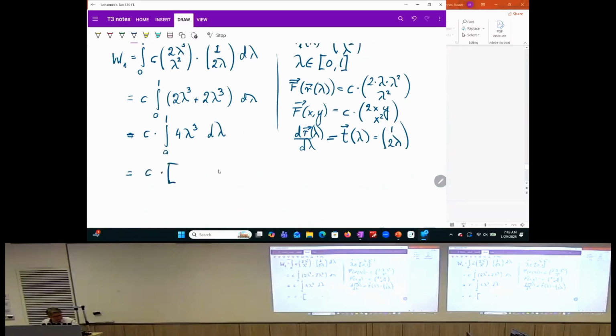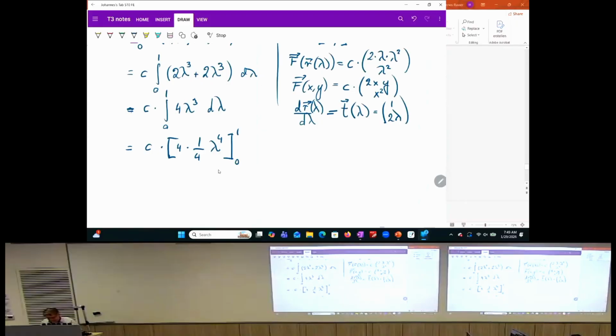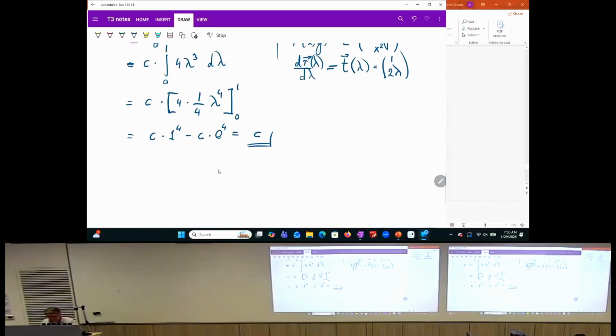Then let's do this integration. The integration of lambda to the power of 3, with the factor 4 we keep here, is 1/4 times lambda to the power of 4. And the starting point is 0, the end point is 1. Insert that, you get c times 1 to the power of 4, which is still 1, times c, minus c times 0 to the power of 4. So c is your final result.